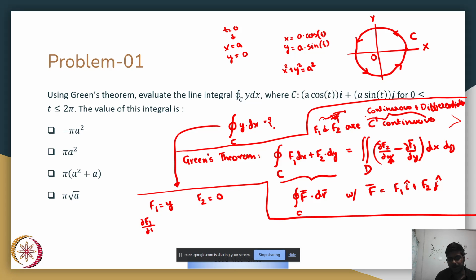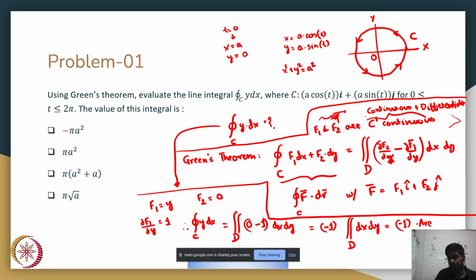Dou f1 by dou y is nothing but 1. Therefore, the integral of y dx over curve C is nothing but the double integral over the region D enclosed by the curve C of 0 minus 1, dx dy, which is nothing but minus 1 times the integral of dx dy over region D. This is simply the area of region D, so minus 1 times the area of region D. The area of region D, with D being a circle, is pi times r square, which is pi times a square here, since the radius is a. Therefore, the integral of y dx is minus 1 times pi a square.